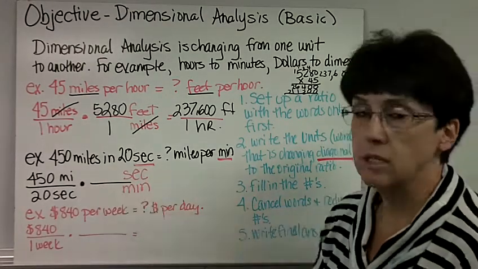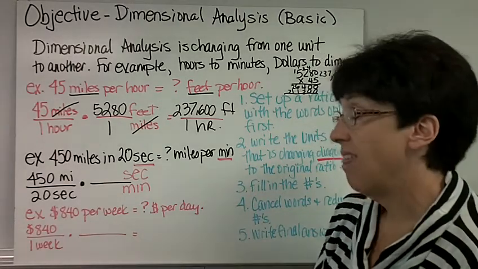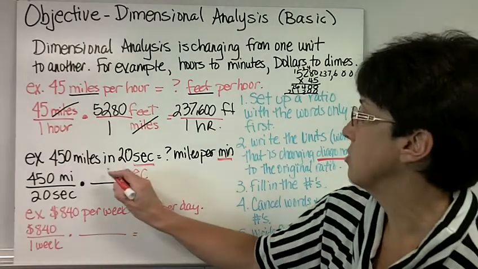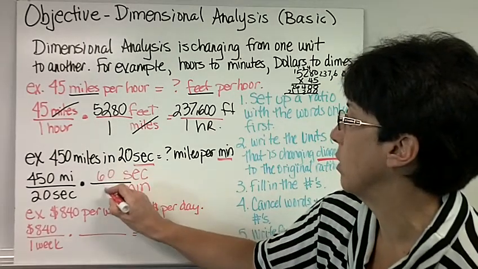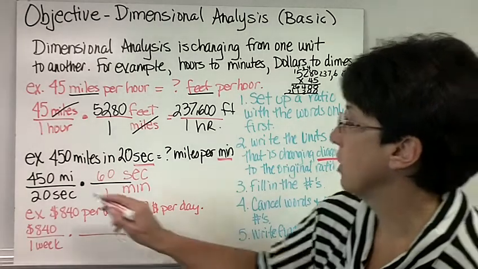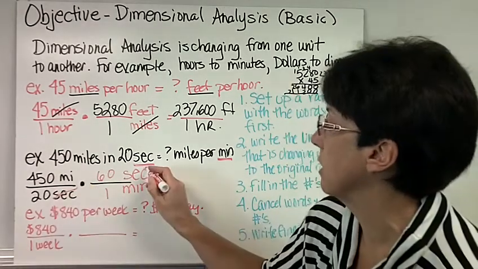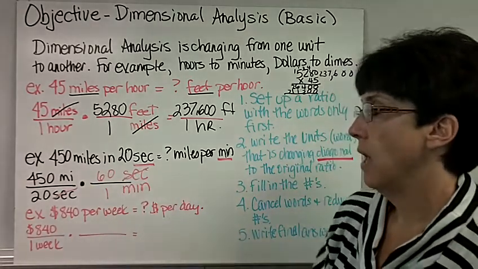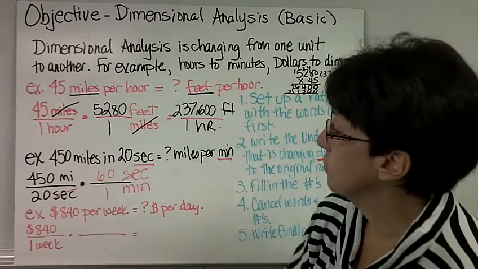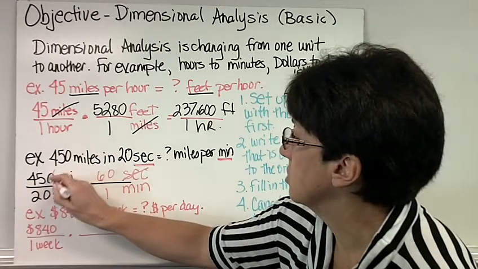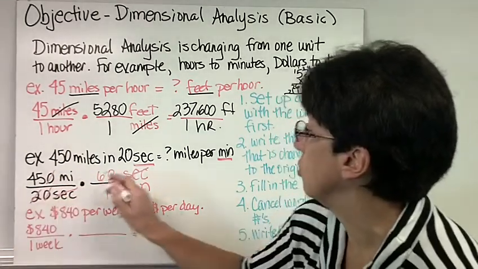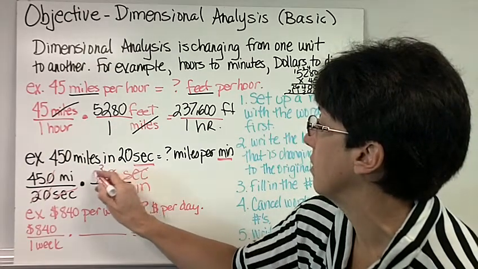So the whole key is to write your words diagonally. Then we will put in our numbers. So there's 60 seconds in 1 minute. Now I can cancel. So I can cancel the words, anything diagonally in a fraction I can cancel. And what about 20 and 60? Well, why don't we do this first? Why don't we cancel the zeros, because that's like dividing by 10. And now I can reduce this 2 with this 60 and write 30.